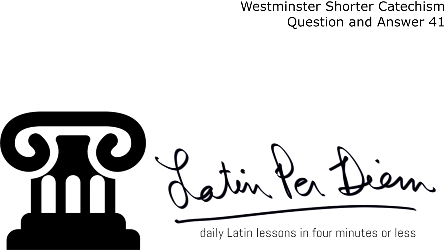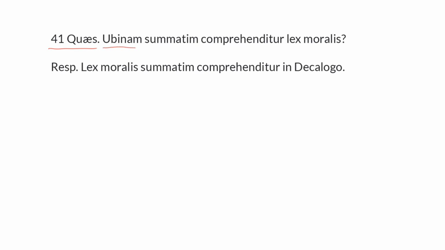Westminster Shorter Catechism, Question and Answer 41. Quaestio 41. Ubi nam summatim comprehenditur lex moralis? Responsio. Lex moralis summatim comprehenditur in Decalogo. First the question. Where precisely, ubi nam, in a summary, summatim, is contained the moral law?